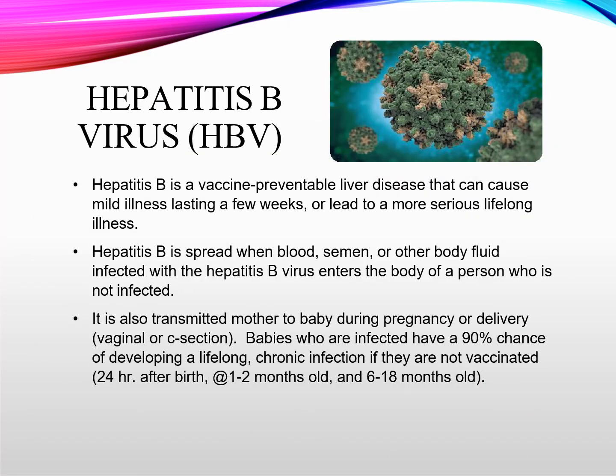Hep B is a vaccine-preventable liver disease that can cause mild illness or lead to more serious lifelong illness. Hep B is spread when blood, semen, or other body fluid infected with the virus enters the body of a person who is not infected. It's also transmitted mother to baby during pregnancy or delivery. Babies who are infected who have not been immunized after birth have a 90% chance of developing a lifelong chronic infection.